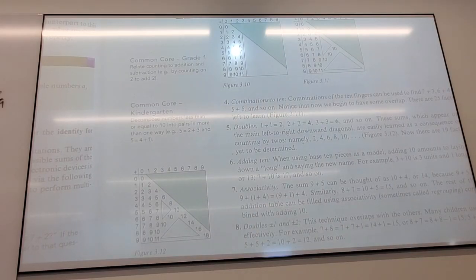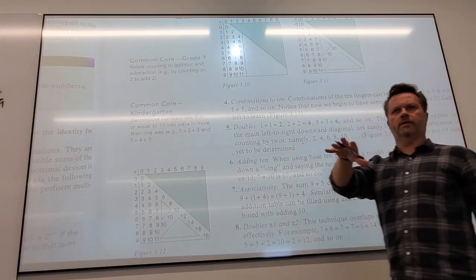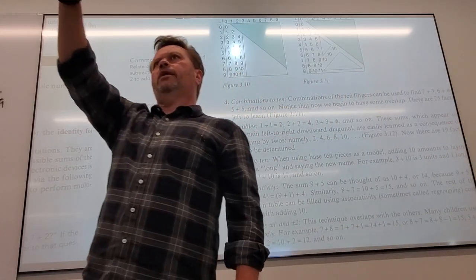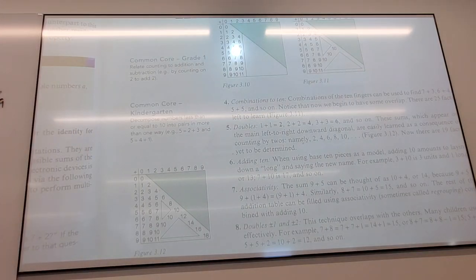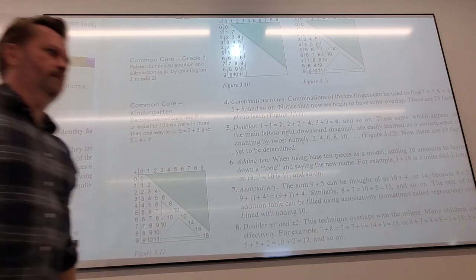So instead of just pure memorization, which is almost always the worst thing in the universe, you're trying to show them how things build on each other. Don't just memorize that 5 plus 6 is 11. Have a way to get there so you buy into it more, instead of, that's what they told me it was.